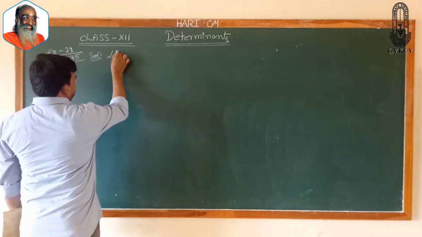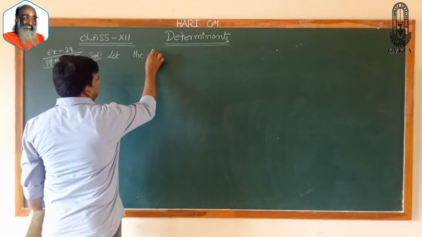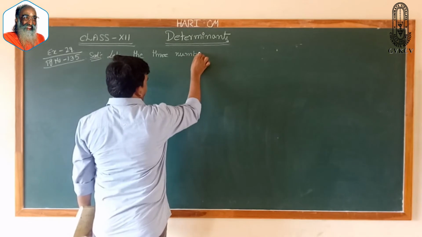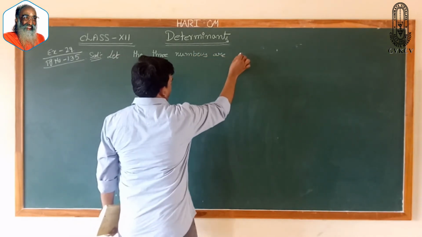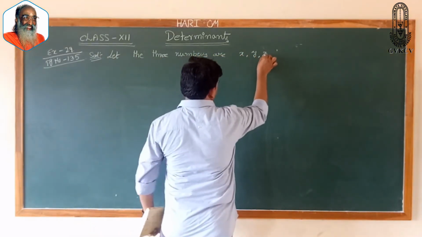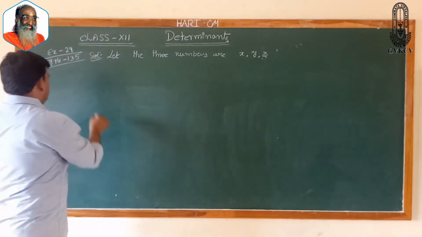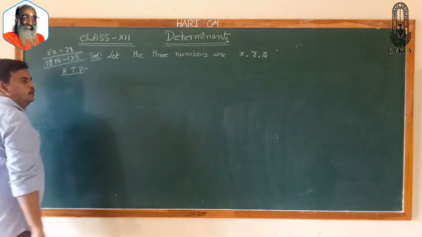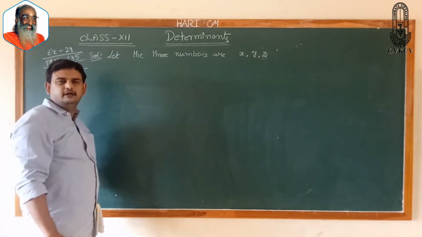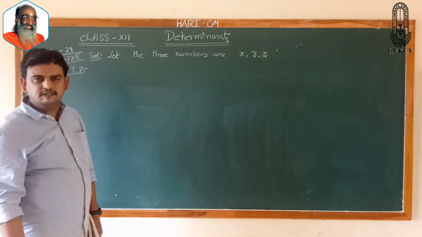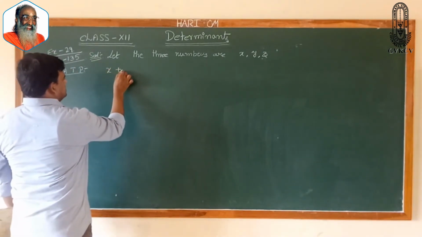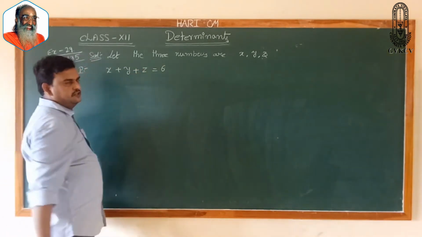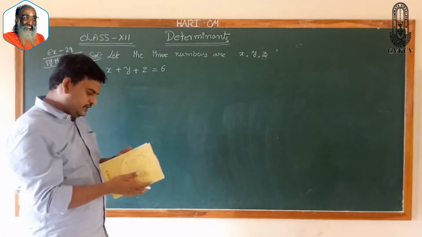So let the 3 numbers be x, y, z. Now according to the problem, what is given? They said that the sum of 3 numbers is 6. x plus y plus z is equal to 6. This is the first equation.